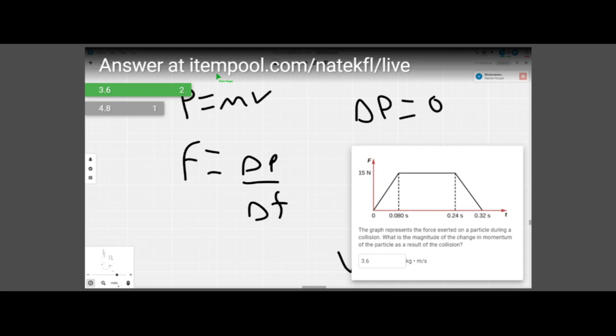A lot of people talking at once, sorry. Yeah, so just like the last problem, it's the area. The middle rectangle was exactly the same as the previous problem, so you already know that that one was 2.4, I believe. And then you just need the area of the two triangles.